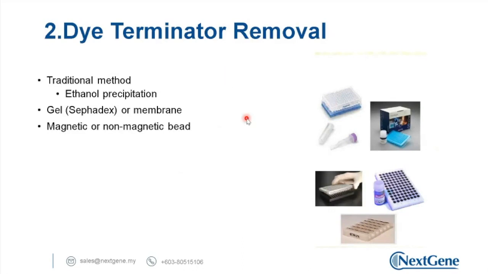After the cycle sequencing reaction, we will move on to dye terminator removal. The traditional method is using ethanol precipitation. Alternatively, we can use a purification kit like gel or Sephadex or membrane for purification, where we bind the DNA. Also, we can opt for magnetic purification, so the DNA will bind to magnetic beads and then be eluted after washing.